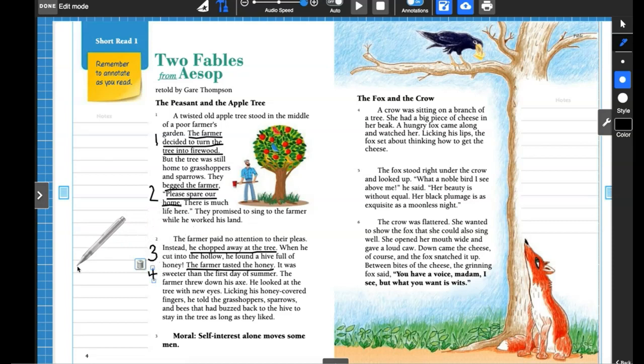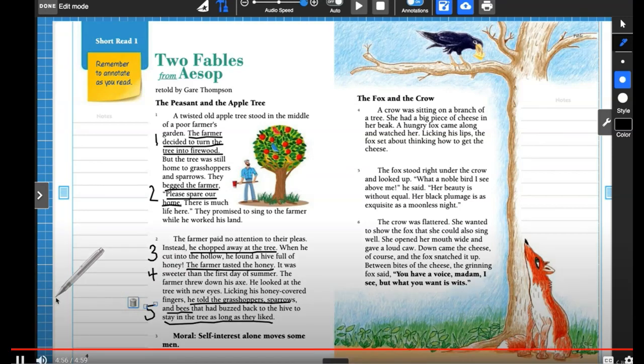Let's read the next part where he changes his mind. He looked at the tree with new eyes. He's looking at it in a different way. Licking his honey-covered fingers, he told the grasshoppers, sparrows, and bees that had buzzed back to the hive to stay in the tree as long as they liked. So he told the animals to stay in the tree as long as they liked. That is my last key event because that is the last action that is going to affect what's happening in the story. Instead of cutting down the tree, he's telling them that they can stay.